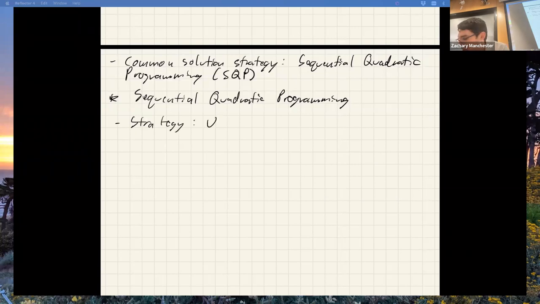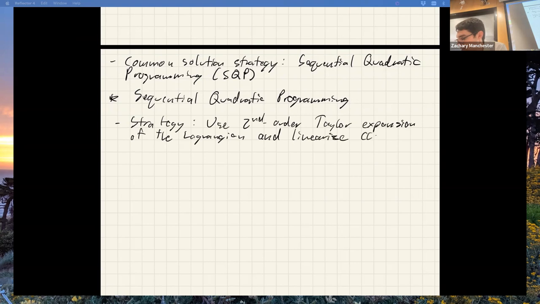So the strategy is to use a second order Taylor expansion of the Lagrangian, and linearize the constraints, c(x) and d(x). If I do that, I'm going to turn that NLP into an approximate quadratic program, a QP. The second order Taylor expansion on the Lagrangian gives me a quadratic cost, and linearizing the constraints gives me linear equalities and inequalities, so that's a QP.